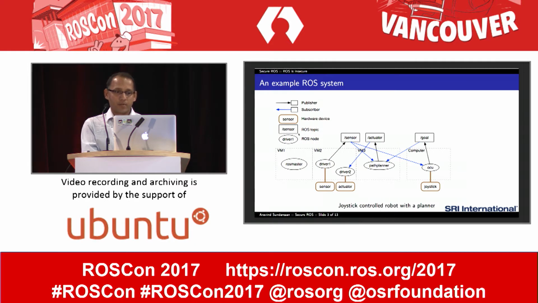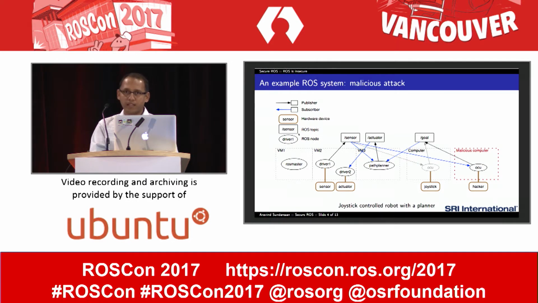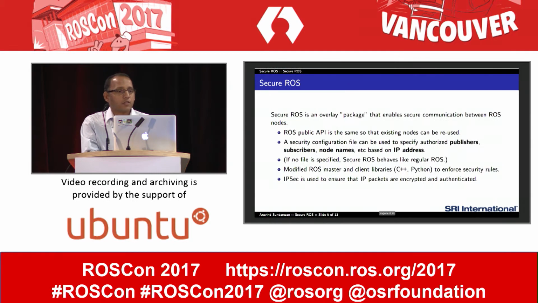This is an example ROS system, which has a ROS master, some drivers, planner, and OCU. Any other computer on the network can basically take over the OCU and start controlling the robot. There are no security systems in place right now. So Secure ROS aims to address that.